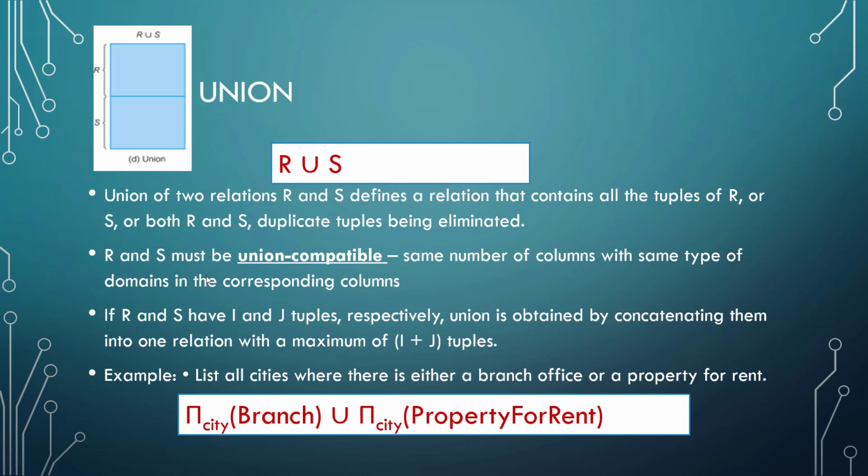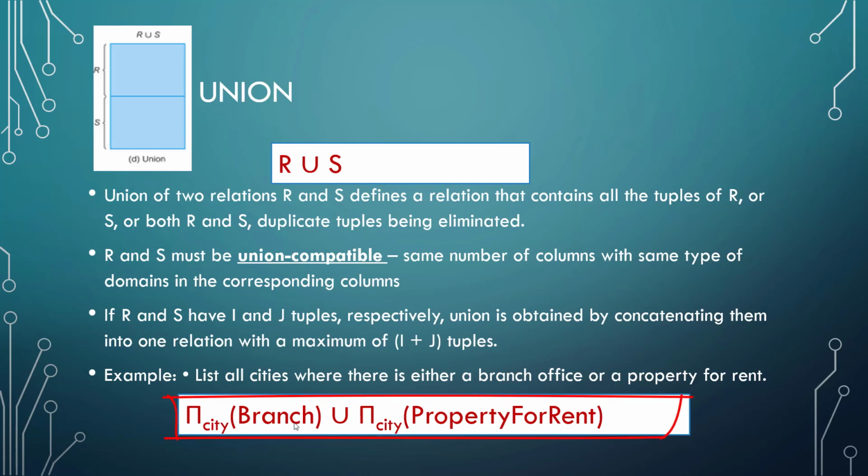One hiccup with the union is that R and S, those relations, must be union compatible. R has 4 columns. The relation S must have 4 columns. And not only that, they have to be the same type of domains. So if the first column is a phone number in R, you want something similar with S. They don't have to be the exact same field names, but they have to be the same domains.